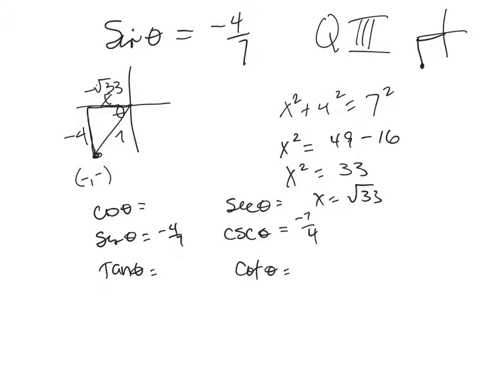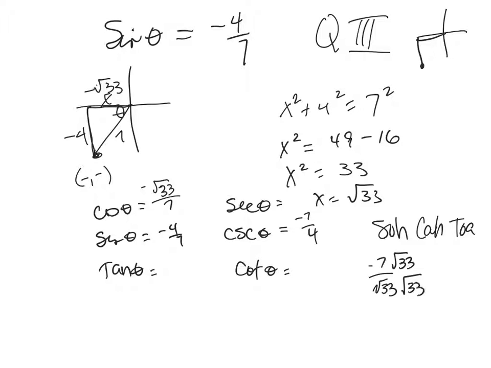Who wants to tell me the cosine? If cosine is adjacent over hypotenuse, negative square root of 33 over 7. Yep. Hypotenuse is always positive. Got it? So when we flip that over, we have negative 7 over root 33. You have to multiply by root 33 over root 33, and it's going to be negative 7 root 33 over 33. Anybody have any questions on that?